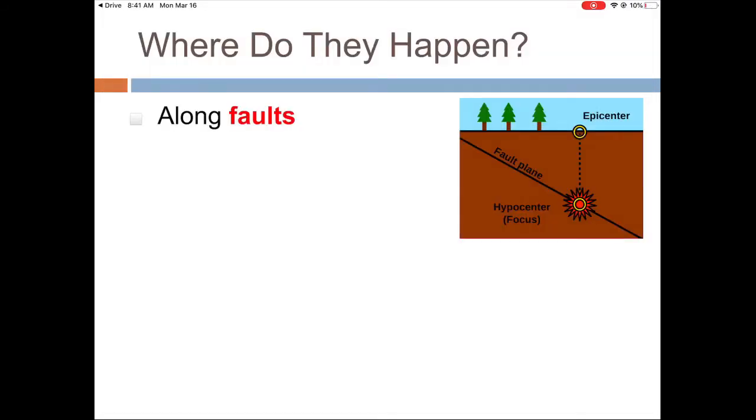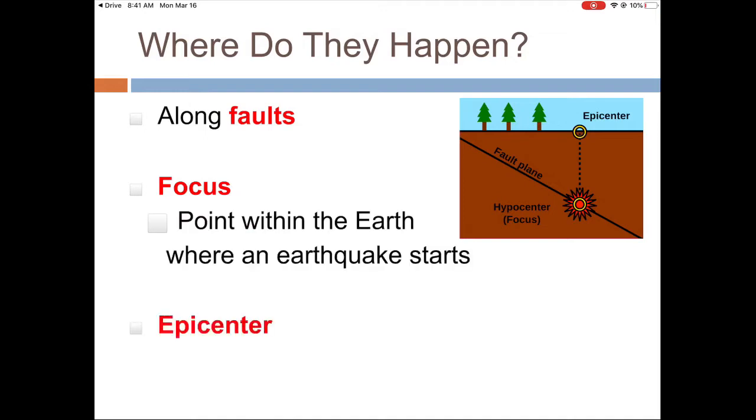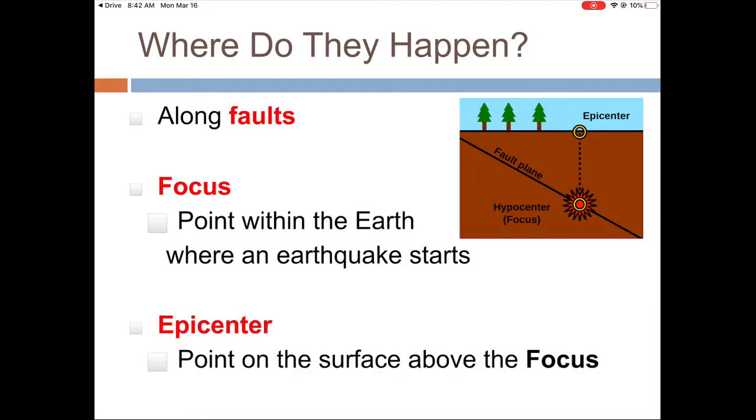So where do earthquakes happen? Earthquakes happen along faults, okay? And the focus is the point underneath the surface where that stress begins to be released, okay? So that's the point inside the earth where the earthquake starts. The point on the surface above the focus, we're going to call the epicenter. Epi means above, so if you just think about the point above where the earthquake starts. So the point on the surface above the focus is the epicenter.